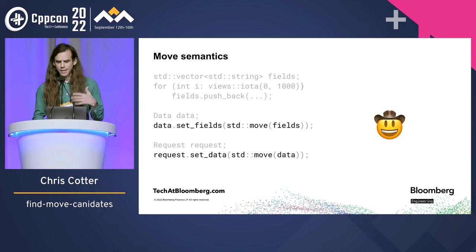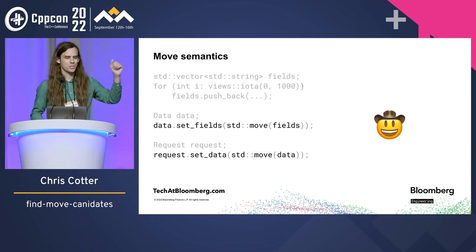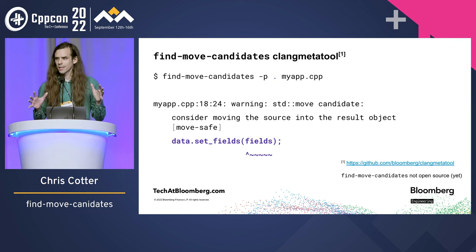And so I catch this in code review sometimes, but that's annoying because I don't want to have to tell somebody, hey, you should do a move here. It's kind of annoying. It's last minute. We just want to get that code merged in. Okay, well, let's write a tool to find this code, right? And we can do that with one of my favorite technologies, libtooling.